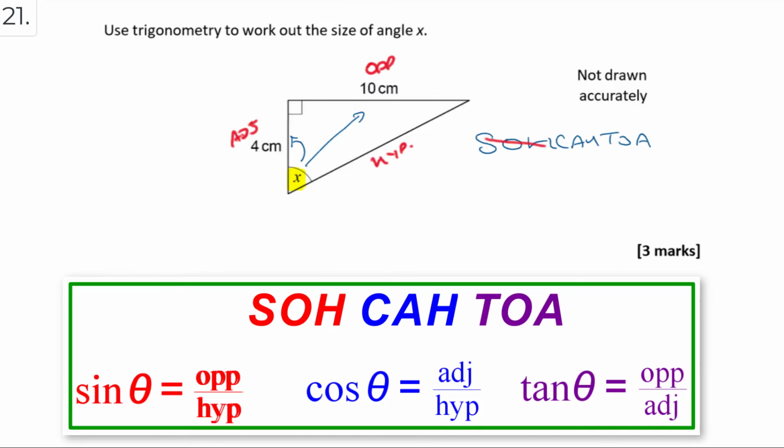So I don't want the sine because it's got an h in it. I don't want the cosine because it's got an h in it. It's going to be this one on the end, isn't it? It's TOA, tan, that we want. Okay, so I'm going to write down the trigonometric identity for tan. Tan theta equals op over adj.